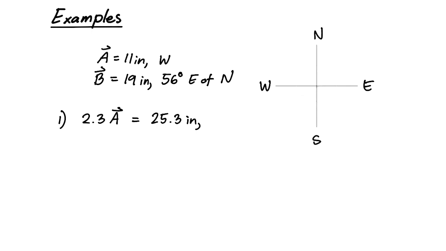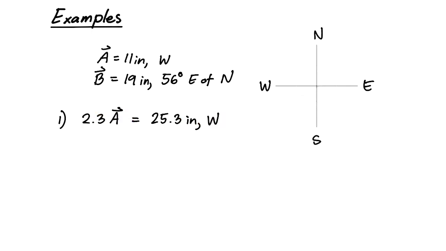Now what happens with the direction? Now since positive yung ating scalar, it should get the same direction as our A. So west, same lang dapat. So dapat west din yung direction. So this is now your 2.3 times A. That is 25.3 inches west.